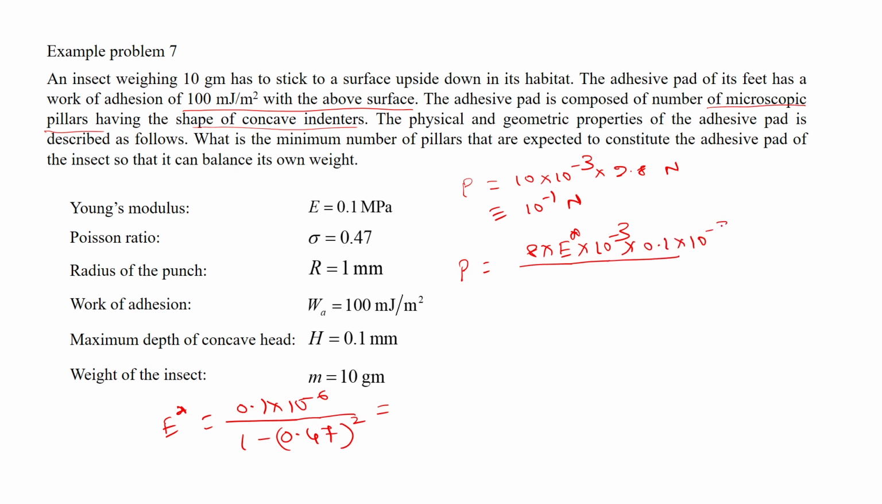10 to the power minus 3 by 3, I guess, 3 here, plus n to the power 1 upon 4, and then I have square root of 8 pi E star, 8 pi into again that E star into R cube. R is 10 to the power minus 3 cube, R cube into WA, this is 100 into 10 to the power minus 3. So, this whole thing should be equal to about 0.1 Newton, that is all it means.